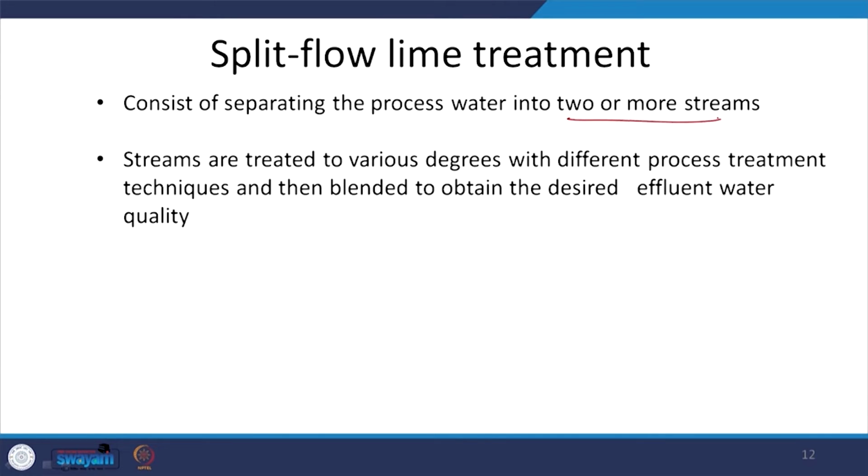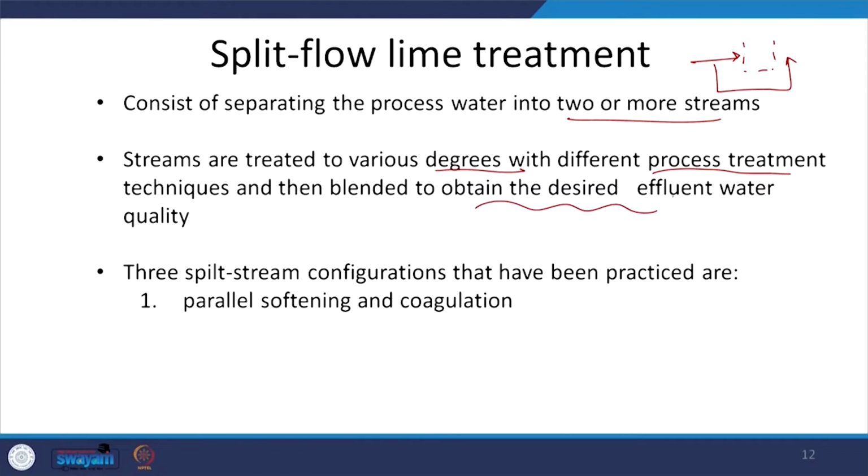So, two or more streams. One aspect was it is coming in like this, and there is also a bypass to that excess lime treatment initially. That is something to keep in mind. They are treated to various degrees with different process treatment techniques, and then you can blend it. For example, I do not need to treat everything to the same extent.